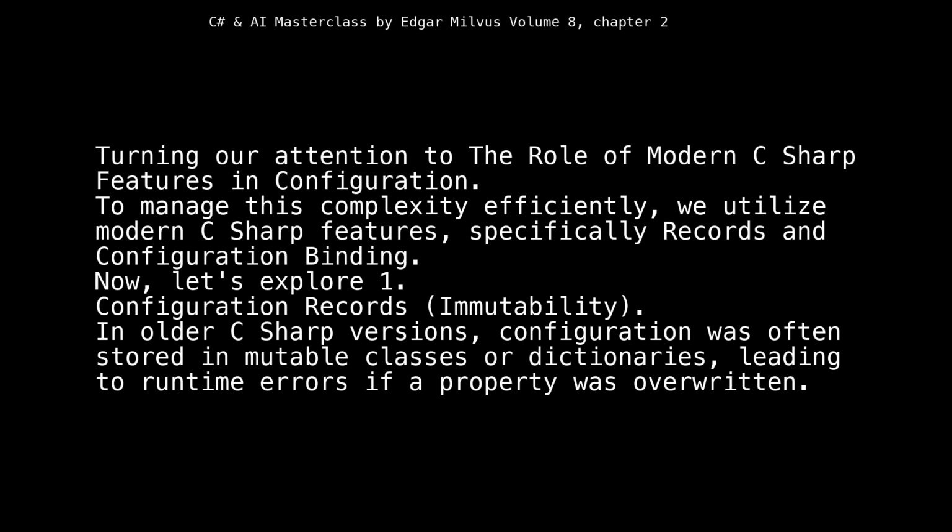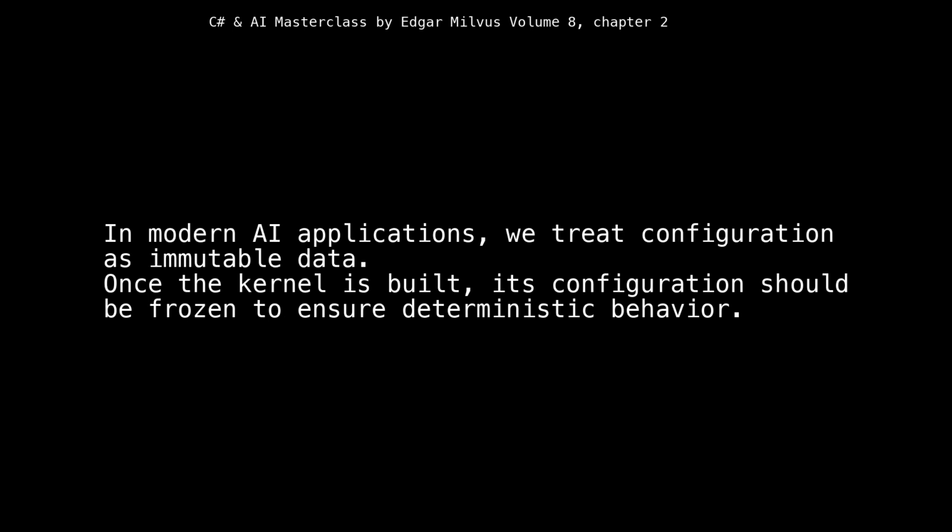Turning our attention to the role of modern C# features in configuration. To manage this complexity efficiently, we utilize modern C# features, specifically records and configuration binding. Now, let's explore 1. Configuration records, immutability. In older C# versions, configuration was often stored in mutable classes or dictionaries, leading to runtime errors if a property was overwritten. In modern AI applications, we treat configuration as immutable data. Once the kernel is built, its configuration should be frozen to ensure deterministic behavior.